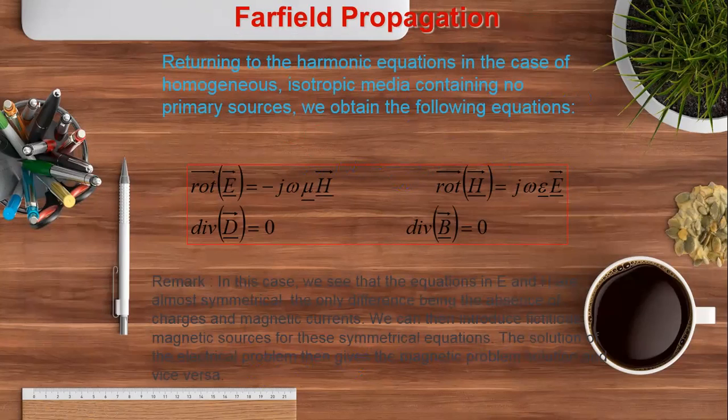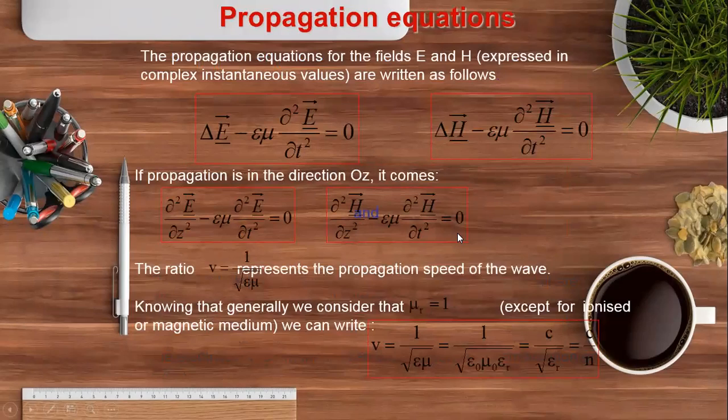This is one of the propagation, that is nothing but what we can say far field propagation, returning to the harmonic equation in the case of homogeneous and isotropic media containing the primary sources. At that time, you need to write the expression for both electric as well as magnetic. See here, curl of E can be found as minus j omega mu H. If divergence of D, you can find divergence of B also. In this way, you can find the propagation equation.